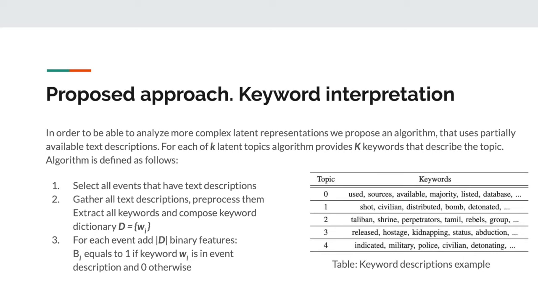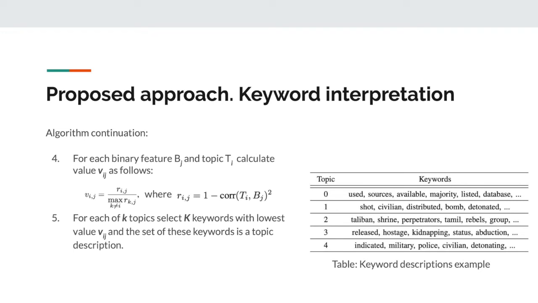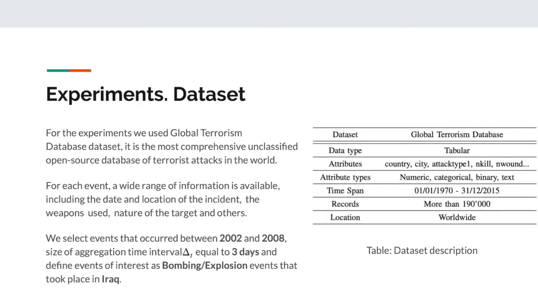After the new binary features are added, we have to calculate the value Vij as follows for each binary feature and for each latent topic. When calculated, these values show how important a specific keyword from the dictionary is for a specific topic. After calculating these values, we can, for each topic, select a set of keywords with the lowest values v, and then we can call this set of keywords a topic description. So using this algorithm, we obtain for each topic a set of keywords from our dictionary that will describe the latent topic. So let's move on to the experiment section.